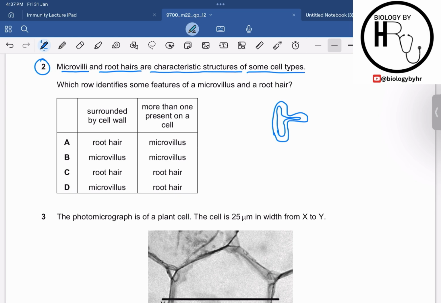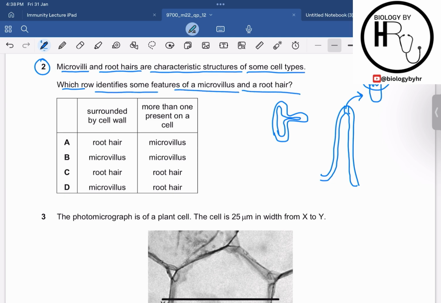Then they are saying that which row, and the microvilli, if we talk about microvilli, so we know that in the intestine we have the structure known as the villi, right? And inside the villi, there in its epithelium, it is made up of the cells which are having the microvilli, right? These are the microvilli. Now they are saying that which row identifies some features of a microvillus and a root hair.